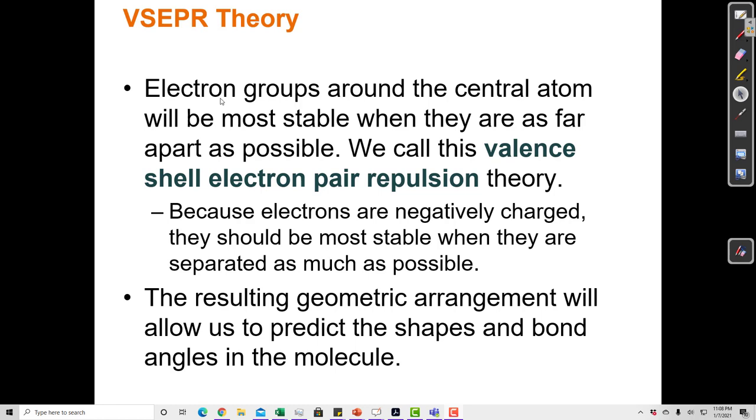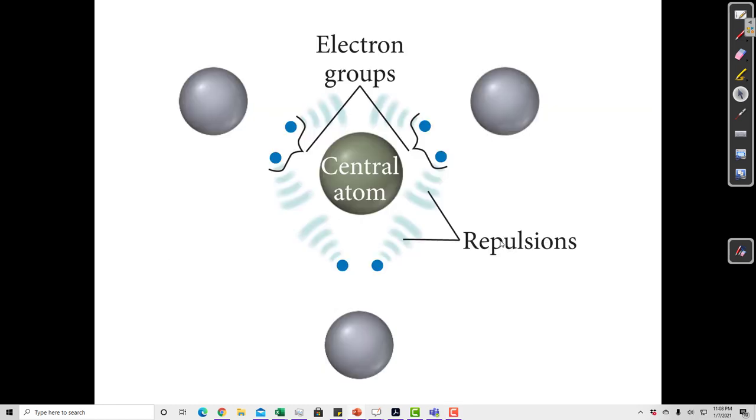Because electrons are all negative, all being in the same spot around the same atom, they need to spread out because they repel each other, so they try to spread out as far as possible on the atom. So the resulting geometric arrangement will allow us to predict the shapes and bond angles in the molecule. So this is the idea. When we put an electron pair around a central atom, so this molecule here has three bonds, for example.